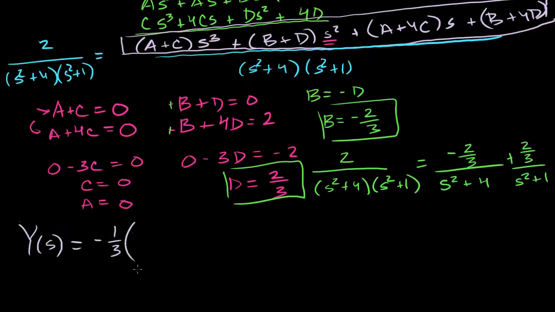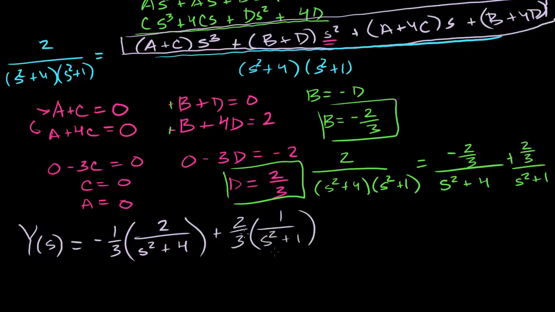Minus 1/3 times 2 over s squared plus 4, and then plus 2/3 times 1 over s squared plus 1. And you're probably saying, Sal, why are you writing it this way? Well, you can already immediately see that this is the Laplace transform of sine of 2t. This is the Laplace transform of sine of t. So I wanted to write this 2 here, because this is 2 squared. This is 1 squared. So I wanted to write it in this form. This was just the first term.